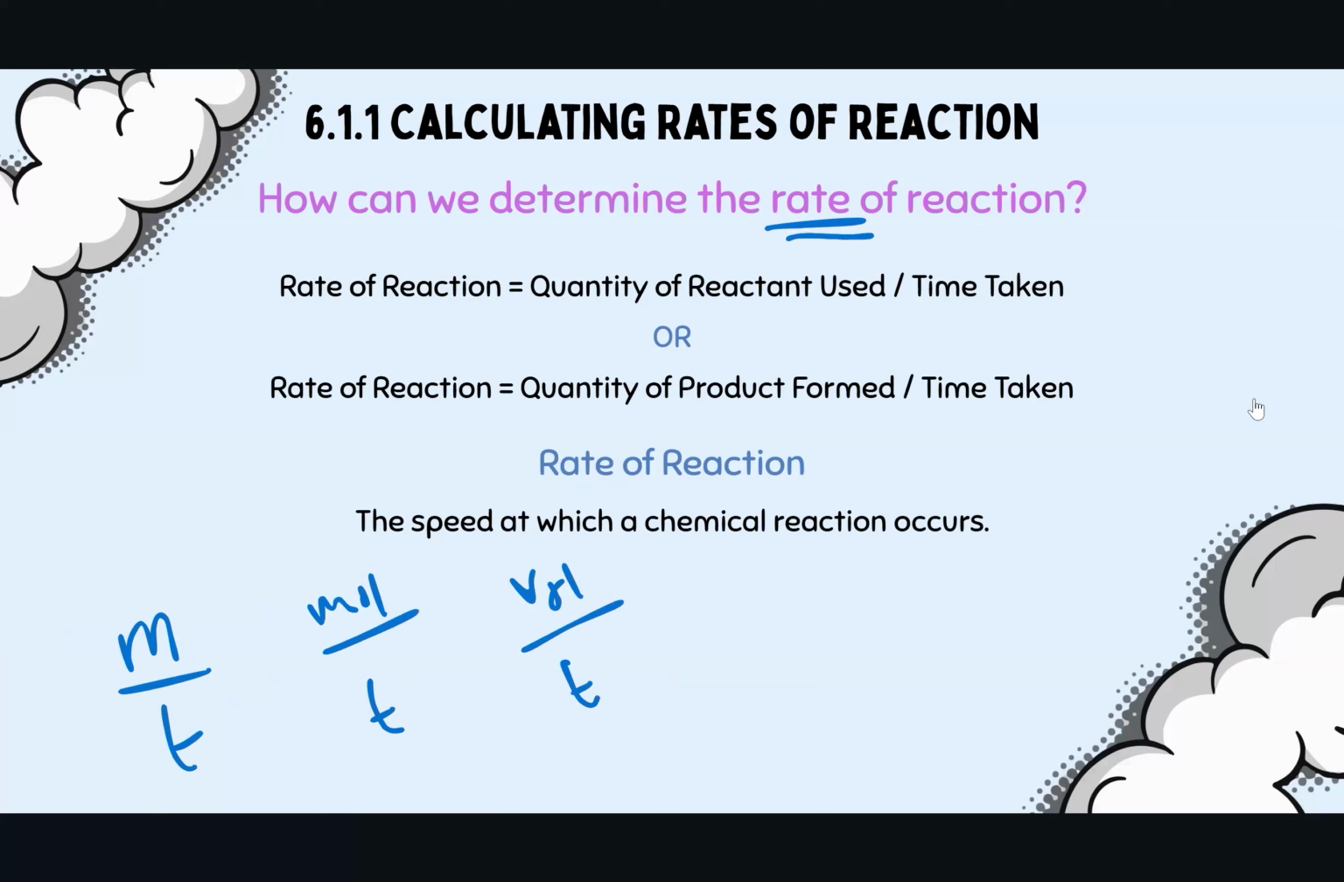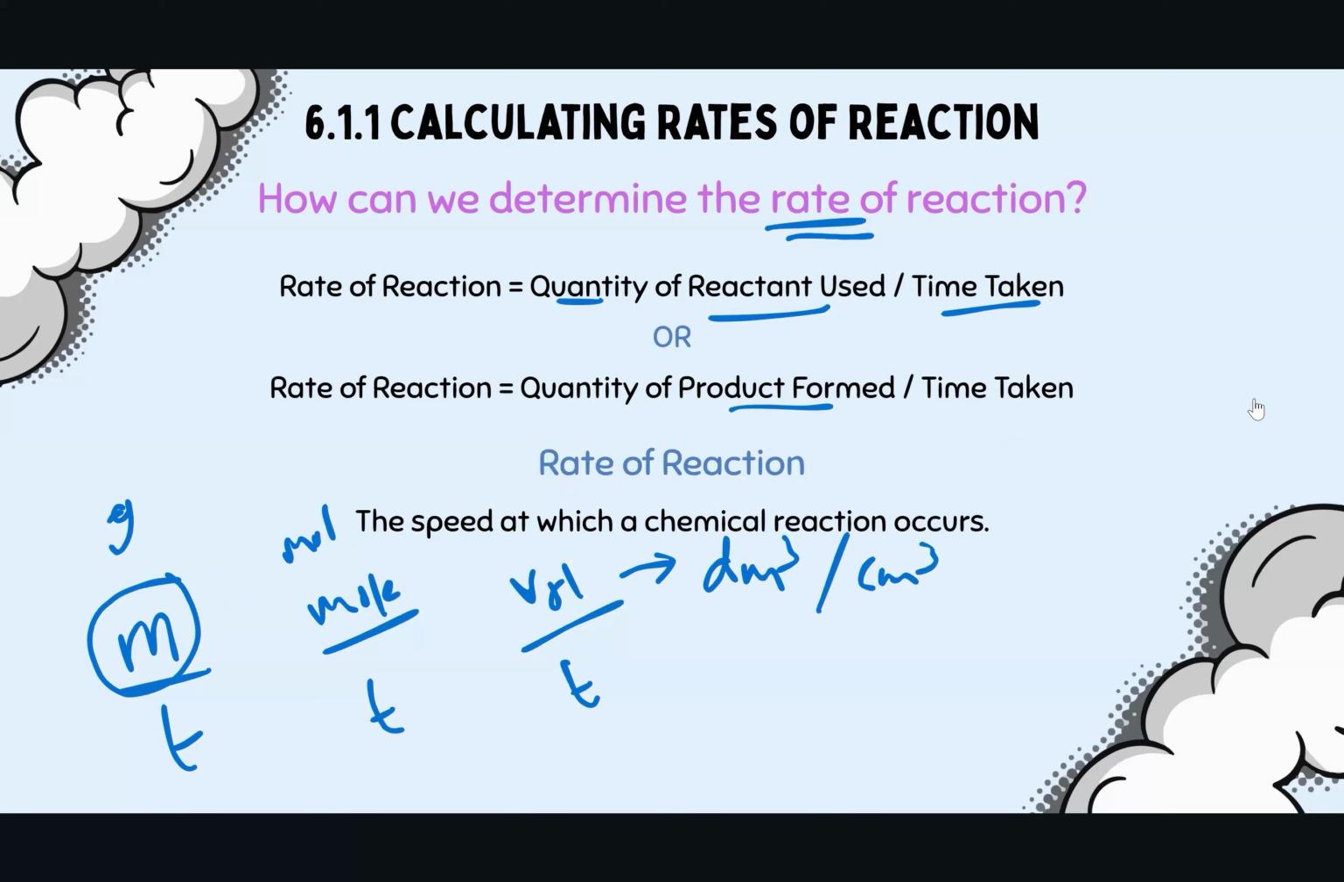So rate of reaction from a chemistry perspective is the quantity of reactant used divided by time taken, or it's the quantity of product formed divided by time taken. So rate of reaction is the speed at which a chemical reaction occurs. Now the quantity of something could be mass in grams, it could be moles, it could be volume. So that could be in decimeters cubed or centimeters cubed. Either way, it's an amount of something divided by time.